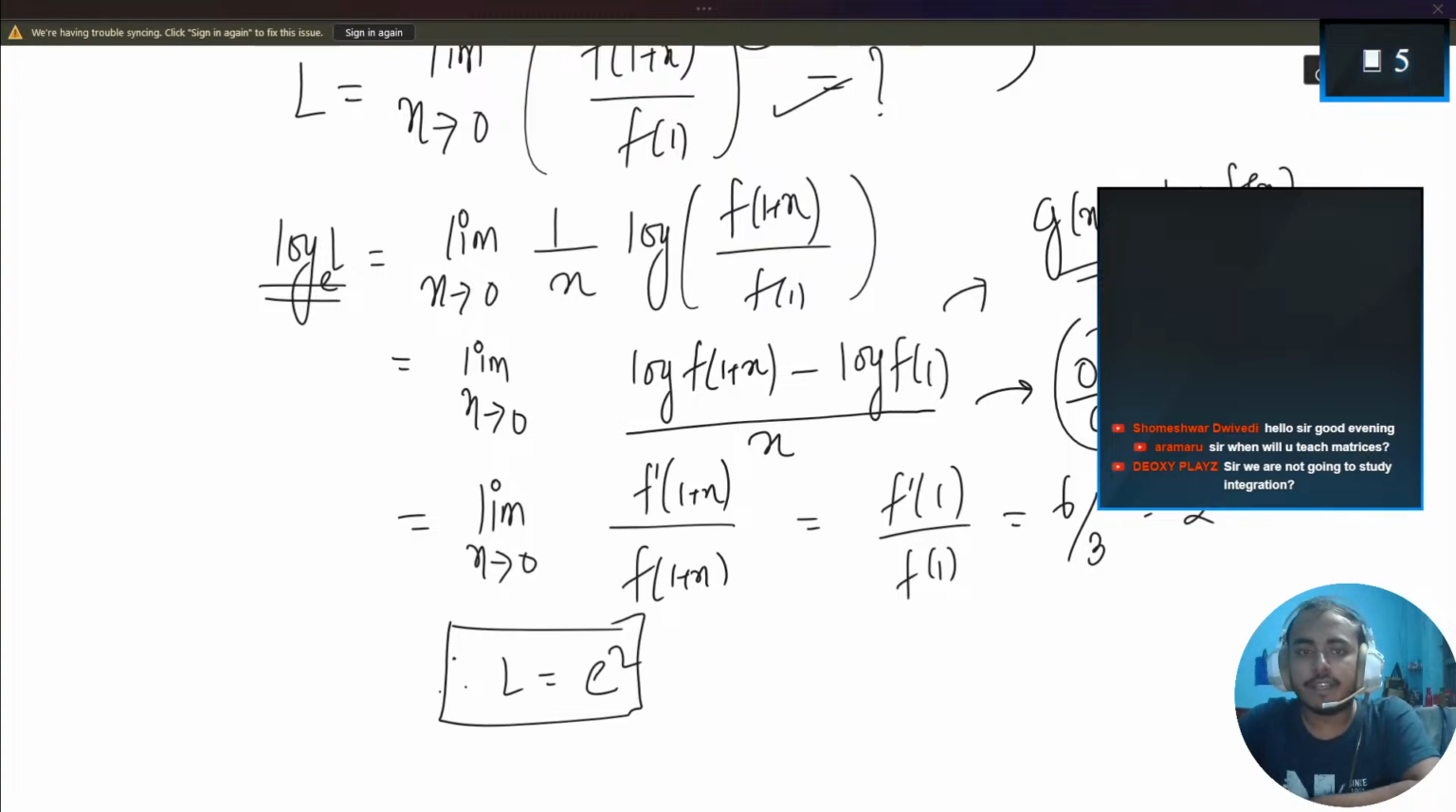Yeah, we are going to study integration because this session is kind of like calculus PYQ. So we'll study both integration and derivatives actually. Okay, so this is L equals e square.